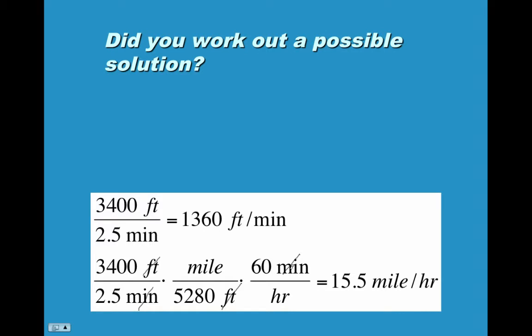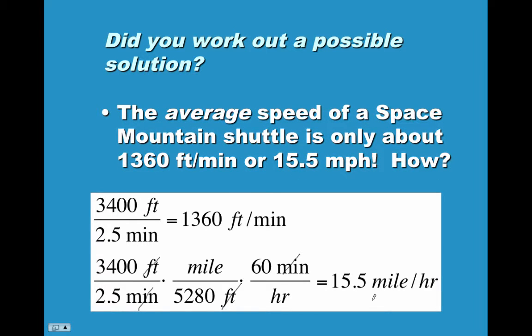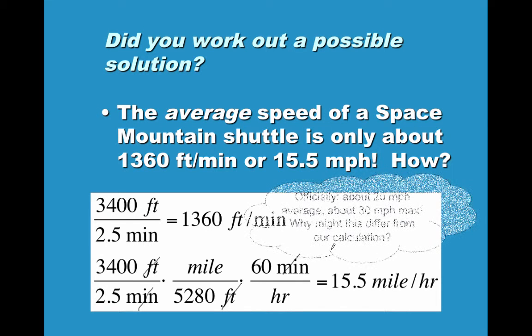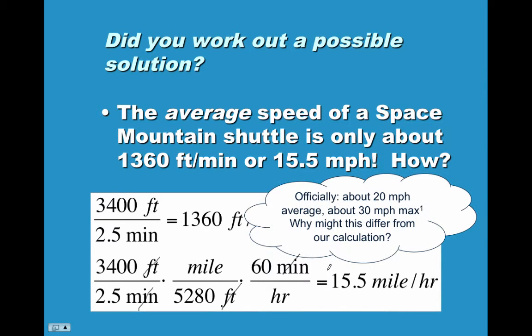So go ahead and complete this calculation. We get 15.5 miles per hour. So to conclude, the average speed of a Space Mountain shuttle is only about 1360 feet per minute, or 15.5 miles per hour. And that might seem pretty slow to you. So how is that? Officially, based on some web information I found, it's about 20 miles per hour average and about 30 miles per hour max towards the end.